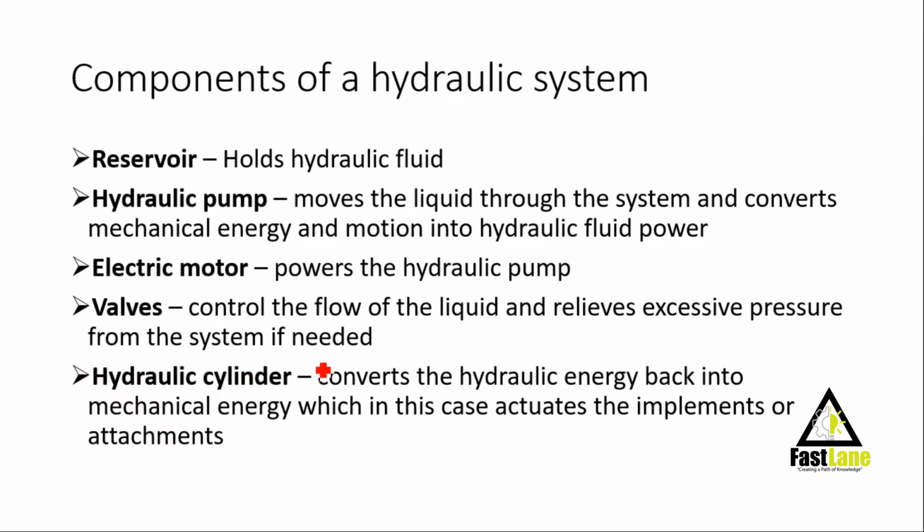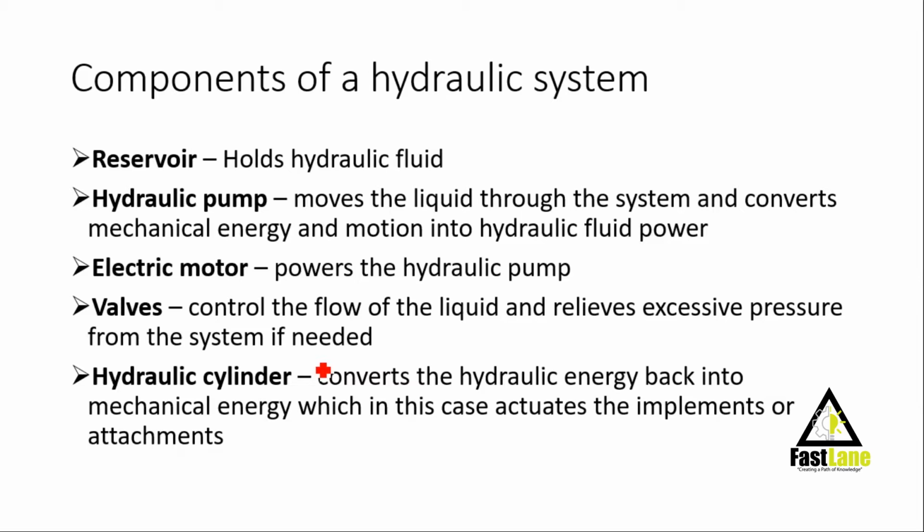So we have the valves also. The valves control the flow of the fluid and relieve excessive pressure from the system if needed. We could have directional control valves. These change the direction of flow of the fluid, and they can also close the system to stop the flow of fluid. Then we could have pressure relief valves in case the pressure is high in the system. These valves could help in relieving the pressure, reducing the pressure.